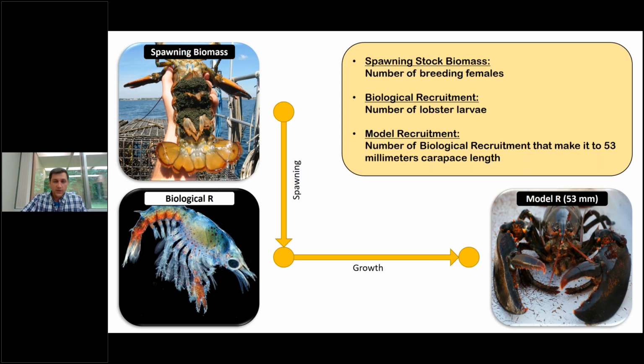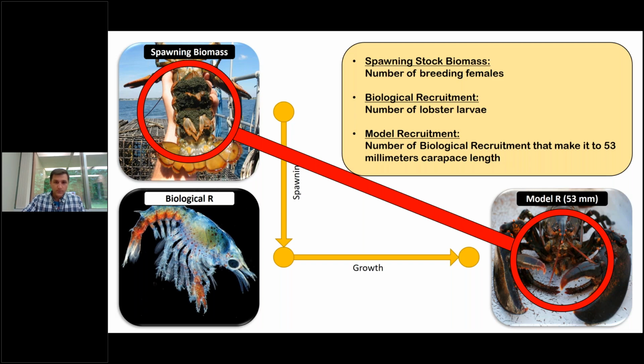Well, first we need a quick lobster life history lesson. The amount of spawning biomass, or the number of breeding females, should theoretically have a relationship with the amount of larvae or offspring in the population, known as recruitment. Biological recruitment are those larvae. Model recruitment is the minimum size lobsters used in the stock assessment for the species, which is 53 millimeters carapace length. So establishing a useful spawning biomass recruitment relationship for lobster would have to link spawning biomass to model recruitment.